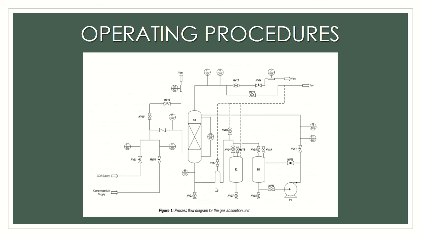After that, we open the valve on the compressed air, HV01, and the valve of the CO2 supply, which is HV02. After that, we set the air supply pressure to 0.2 megapascal and the CO2 supply pressure to 2.0 megapascal by turning the regulator knob clockwise. After that, we can turn on the main switch.